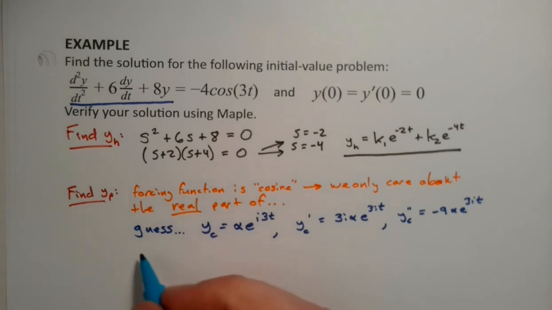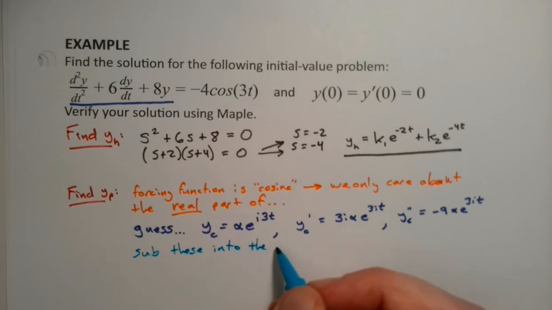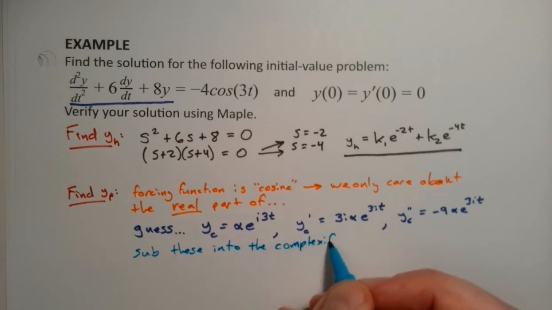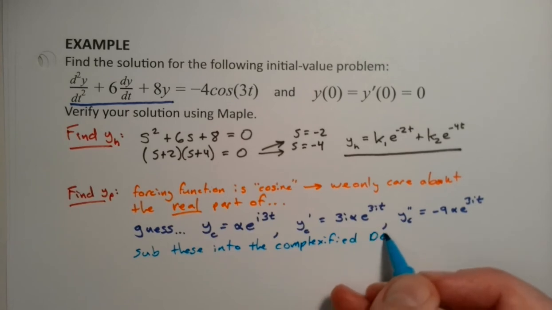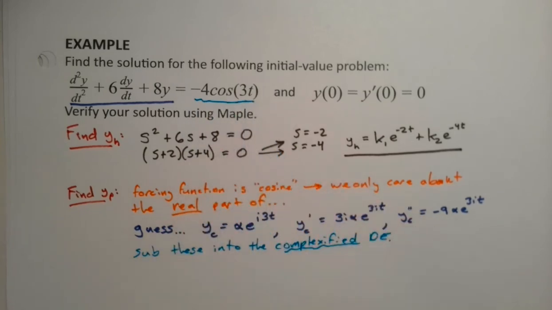So I'm going to say we're going to sub these into the complexified DE. And complexified meaning we're not going to use cosine here. We're going to use the equivalent of that forcing function, but in complexified form. So it's going to look something like this. Since we have our guess, I'll continue with my color coding here. Second derivative is -9 alpha e to the 3it.